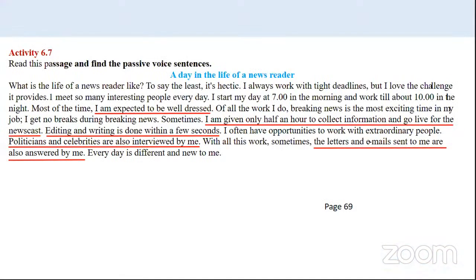Okay. I think this is the end of the lesson today. I hope you all follow those steps and try to understand how to make passive voice sentences from active voice sentences.